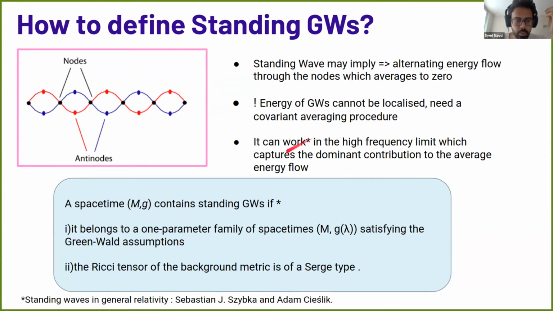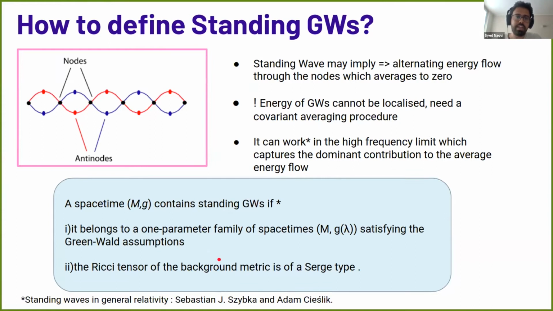It turns out that in this paper by Szybka and Cieślik on standing waves in GR, in the high frequency limit, you can capture the dominant contribution of the average energy flow. If your space-time satisfies these two conditions, then you can treat it as a standing gravitational wave space-time. A space-time contains standing gravitational waves if it belongs to a one-parameter family of space-times satisfying the Greenwald assumption, and your Ricci tensor should be of a certain type, which is another classification of your space-time.